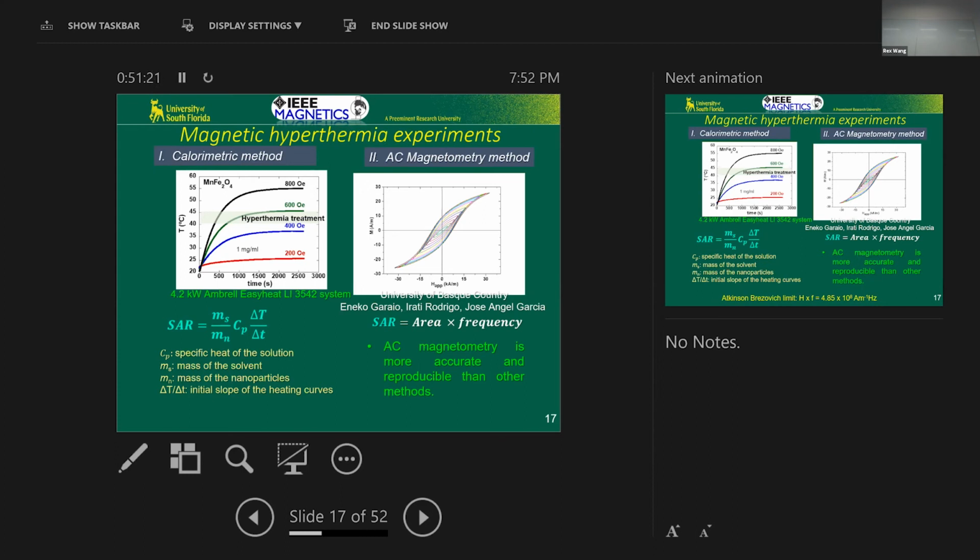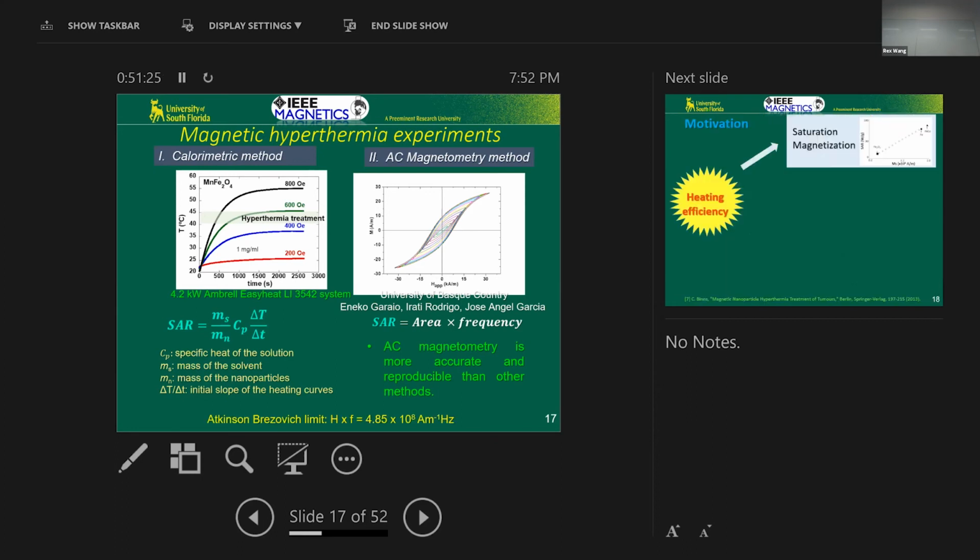Let's be very careful about keeping within limits, and that's why in the literature this is called the Atkinson resolution limit. In those units, forget about the number. It's a product of the field amplitude times the frequency, and we are advised to keep it below that. Think of this as some kind of a pain threshold, right?